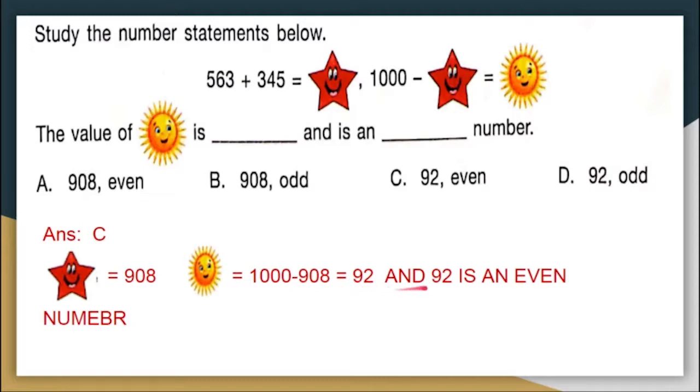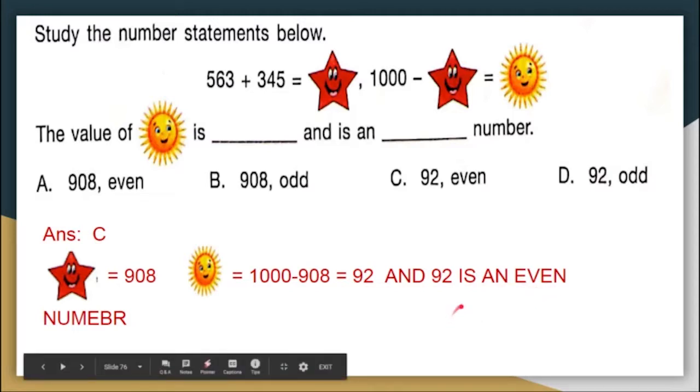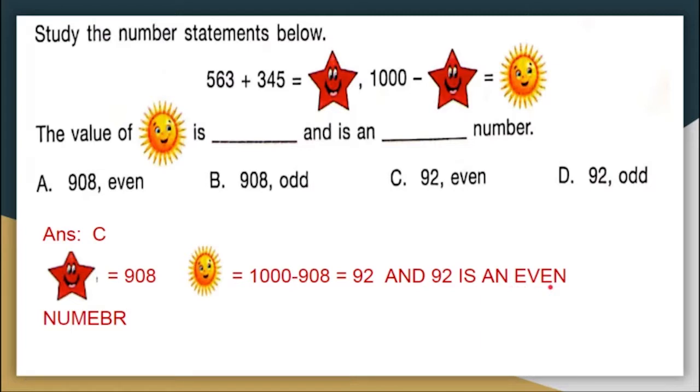And is 92 an even number or an odd number? 92 is an even number. So your correct answer here is option C, 92 even. Any number which ends with 0, 2, 4, 6 or 8 is called an even number. So the answer for this question is option C. I hope it's clear. Let's move on to the next question.